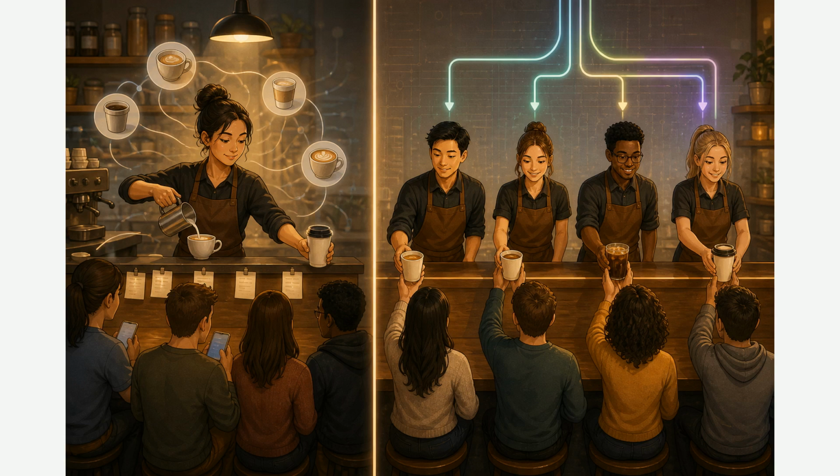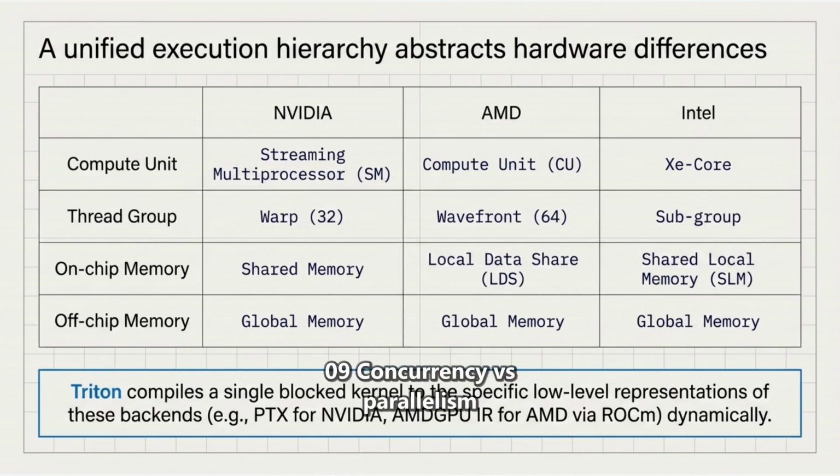Before going deeper, separate concurrency from parallelism. Concurrency structures many tasks so they can make progress. Parallelism executes many tasks at the same time. Tensor workloads gain most from parallel execution, which is exactly the strength of GPU hardware.